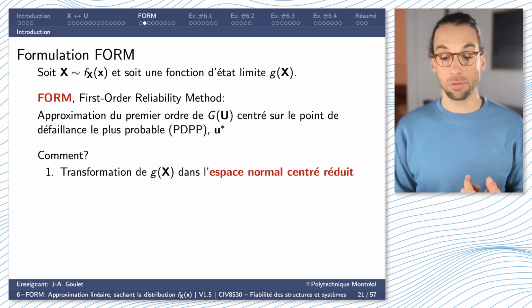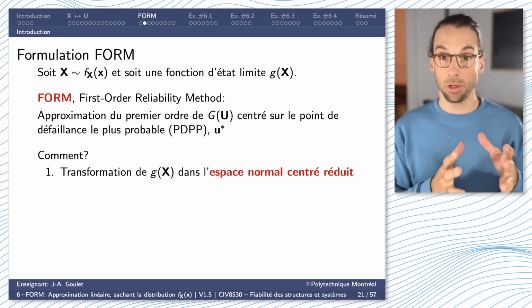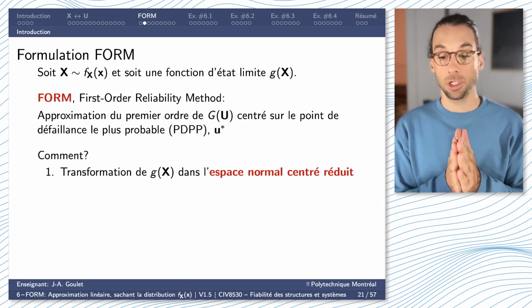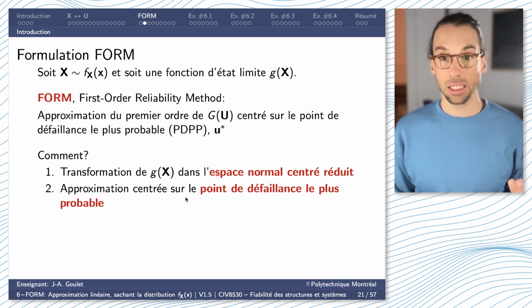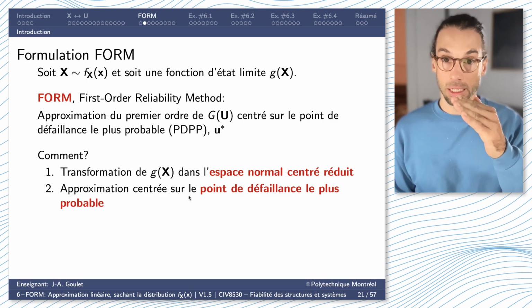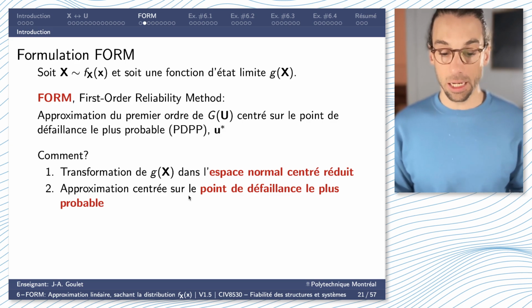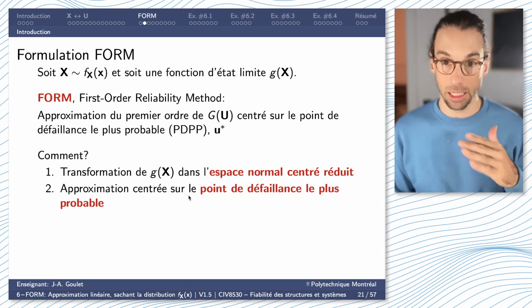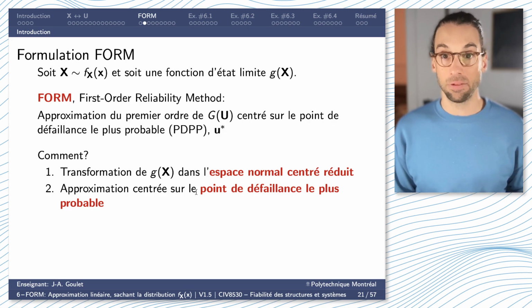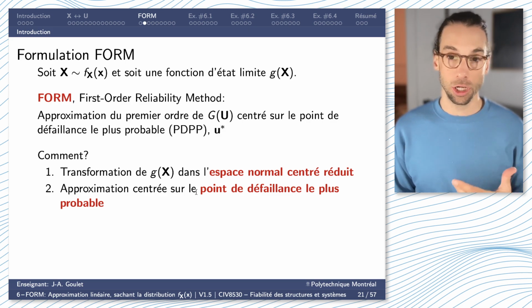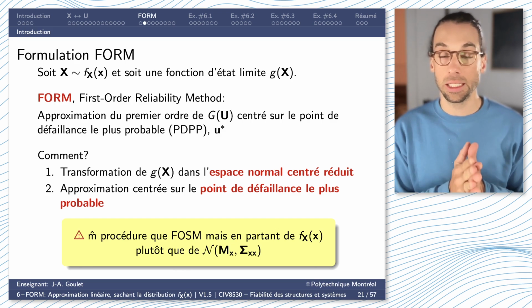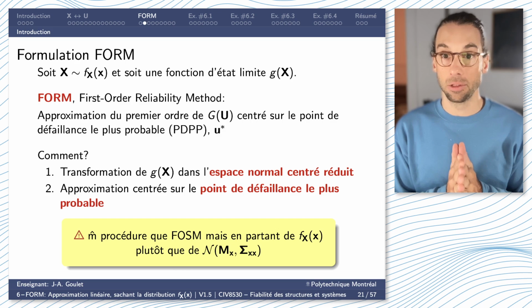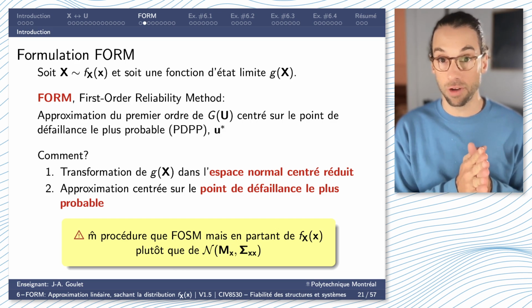First, we're going to transform g of x, our original limit state function, into the standard normal space. Then we're going to approximate this limit state function by a plane or hyperplane. We're going to make the linear approximation at the most likely failure point, or the design point. And this is akin to what we already saw with the FOSM method, in module 5.